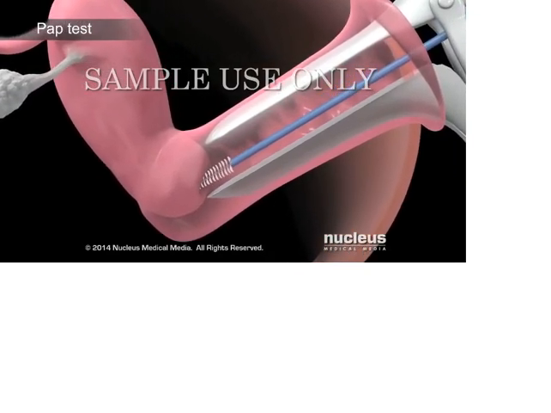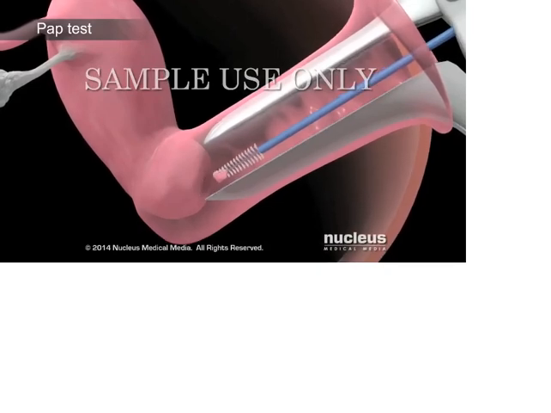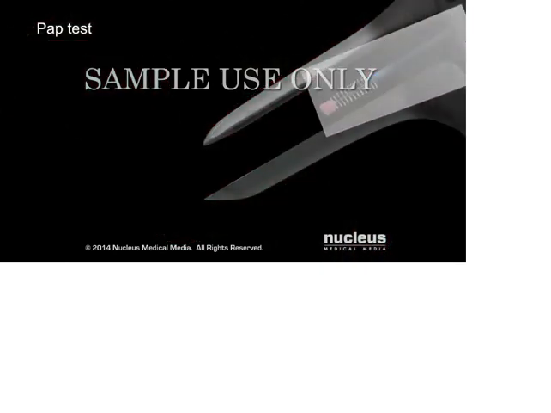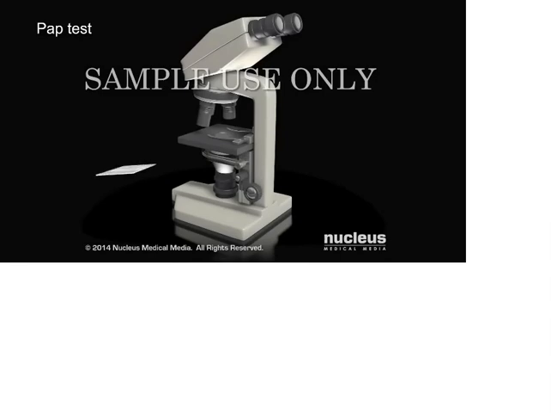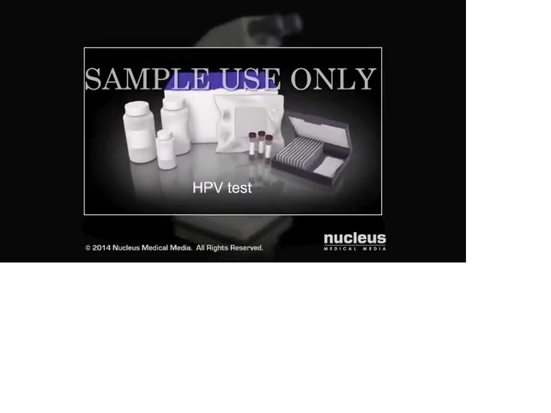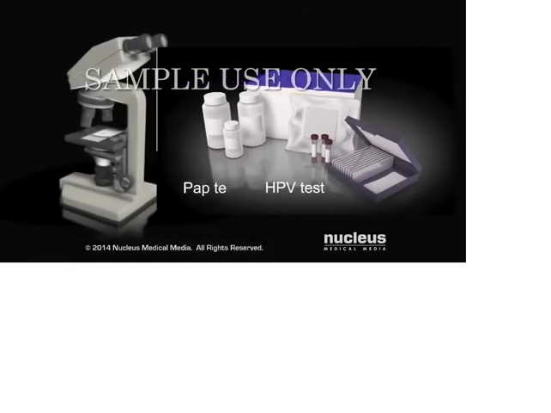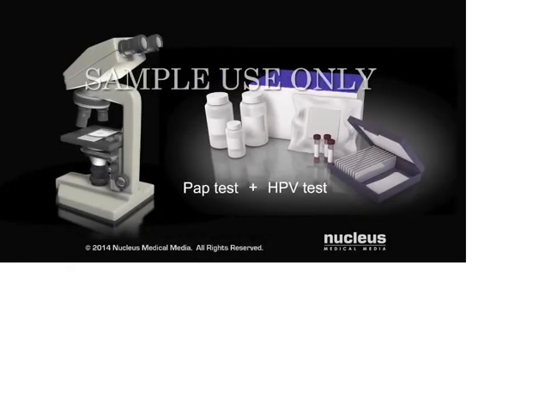During this procedure, a healthcare provider will collect a small sample of cells from the cervix. These cells will be examined under a microscope to see if they're abnormal or cancerous. A separate HPV test will look for genetic material from high-risk types of HPV. When a Pap test and HPV test are done together, it's called co-testing.